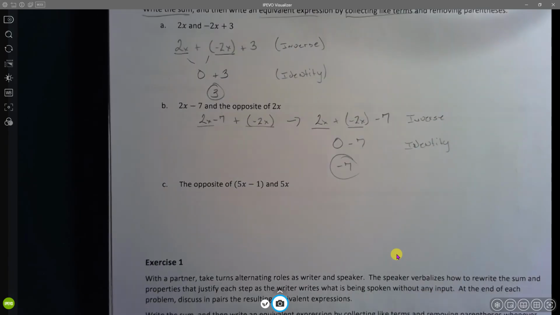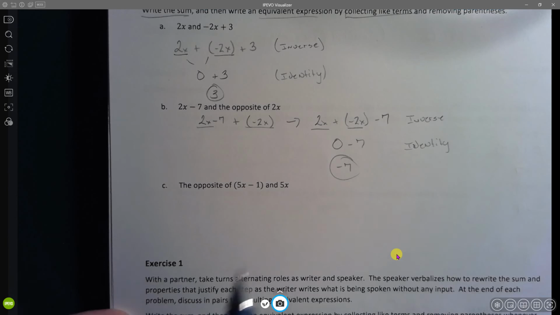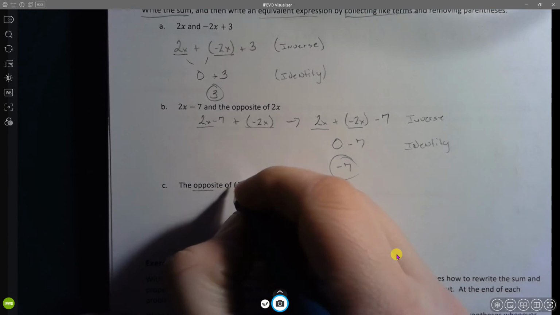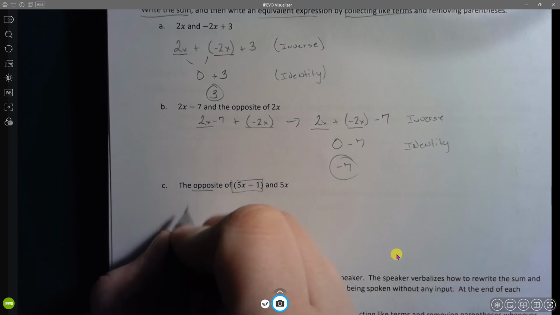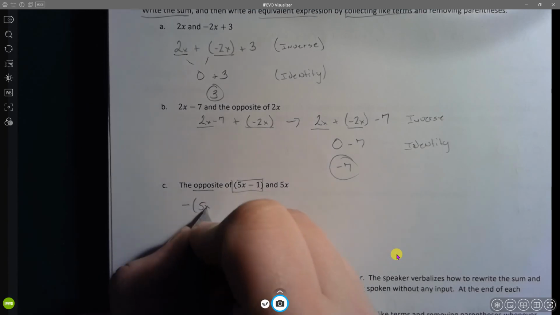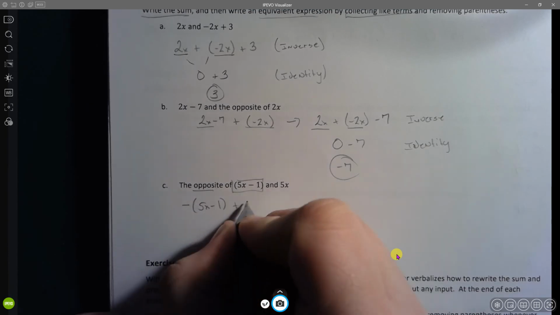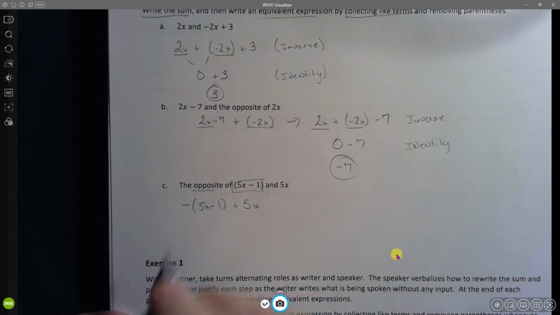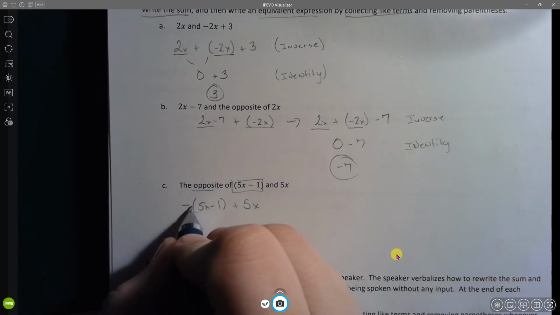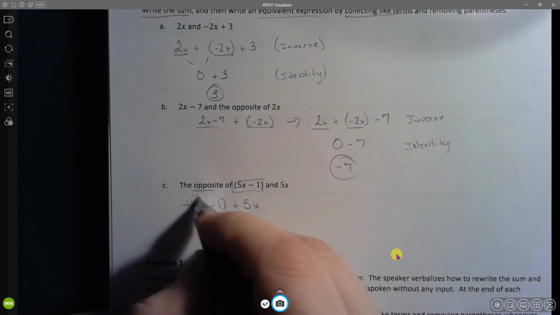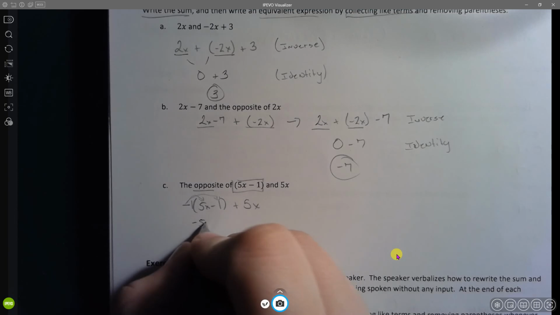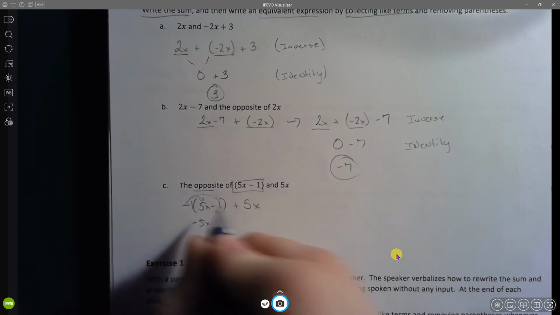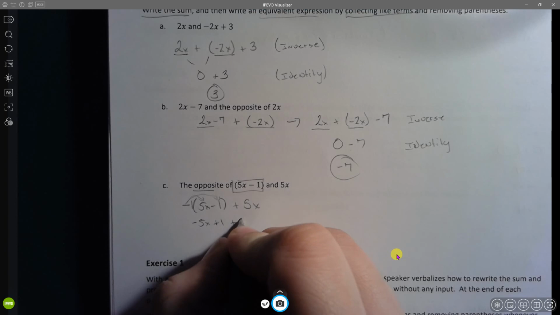All right, now the opposite of 5x minus 1 and 5x. So this is telling me the opposite of this. Okay, now this is a positive 5x minus 1, so now this is going to become a negative 5x minus 1 and 5x. Okay, now remember, this is going to be a negative 1 right here. I'm going to take that negative 1 and I'm going to distribute it to every number on the inside. A negative 1 times a positive 5x is a negative 5x. Negative 1 times a negative 1 is going to be a positive 1 plus 5x.